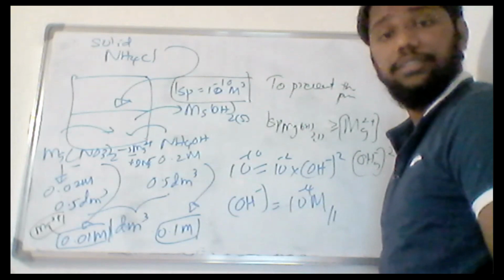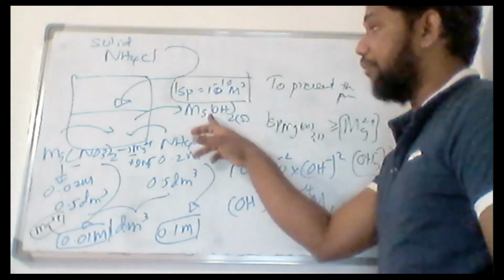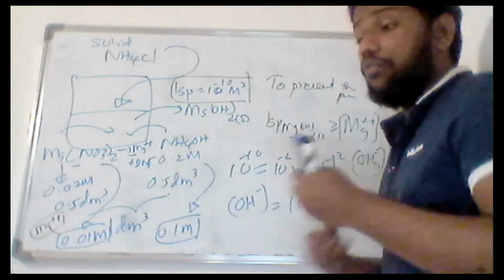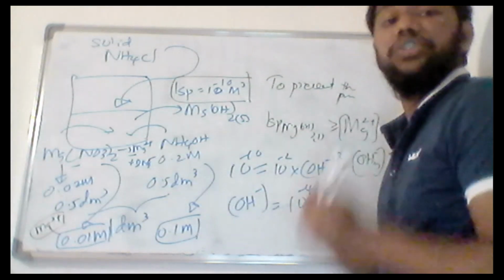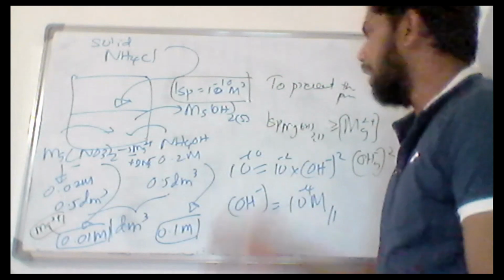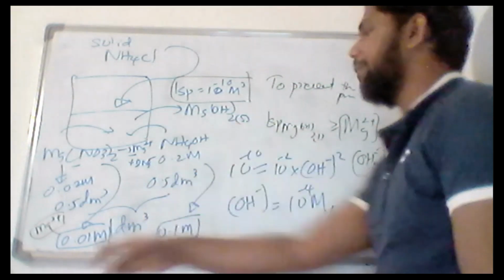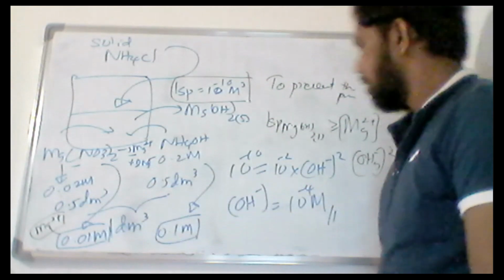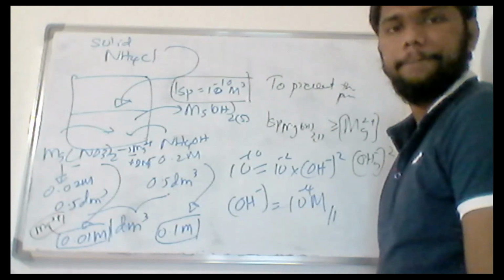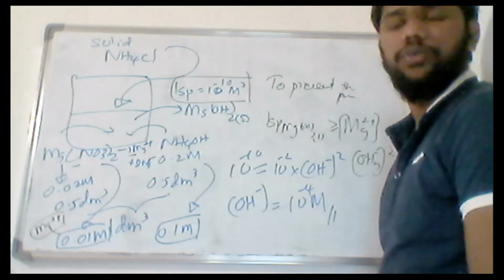What is the method to prevent the precipitation of magnesium hydroxide? We need to look at how much OH minus should be there in the solution. So we have calculated, using Ksp and the magnesium 2 plus concentration, that this amount should be there. Okay, this is one thing that you need to do first.